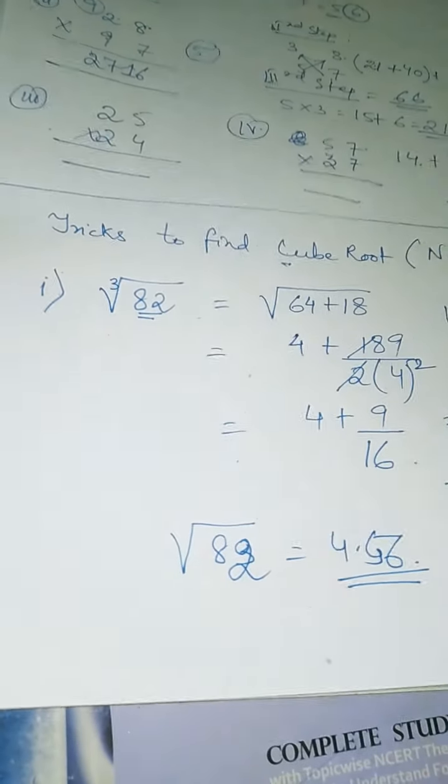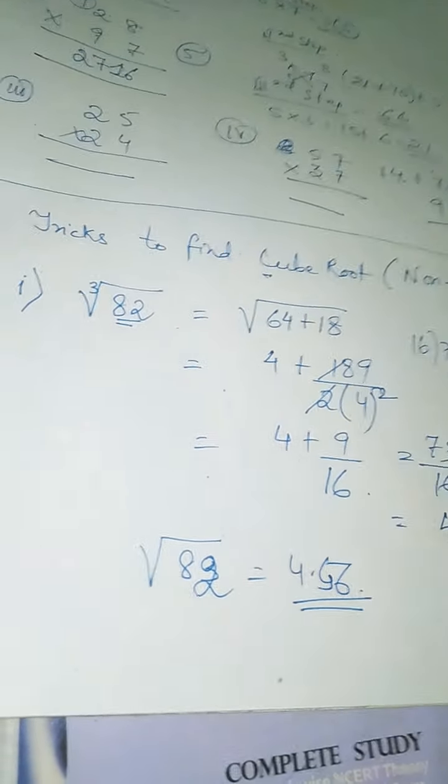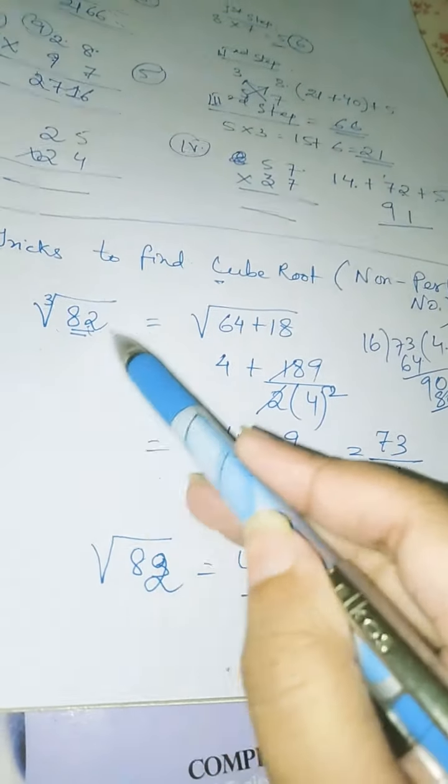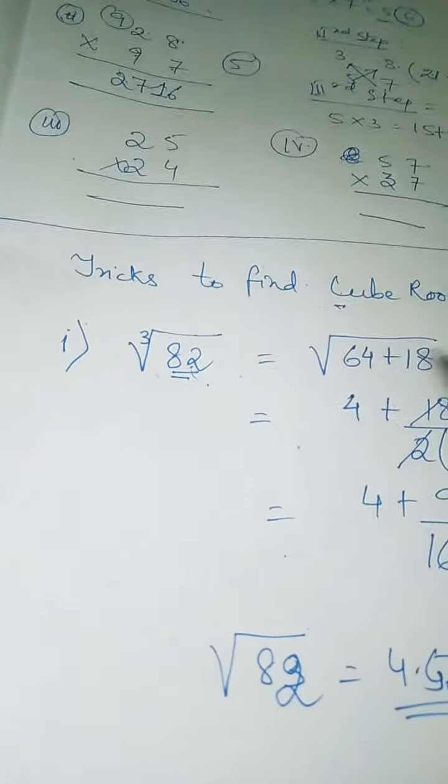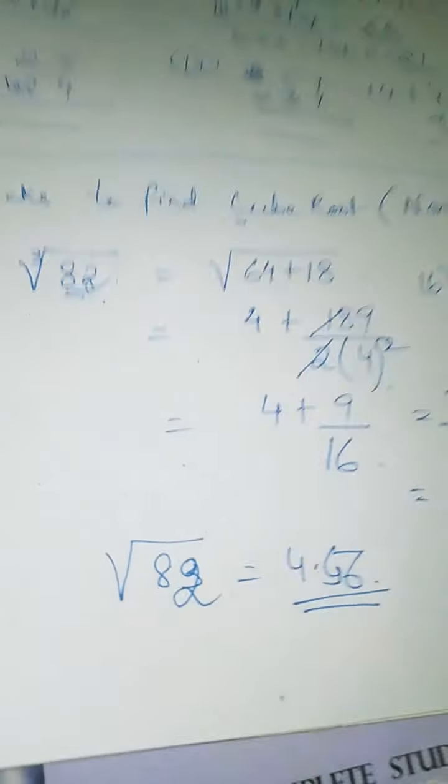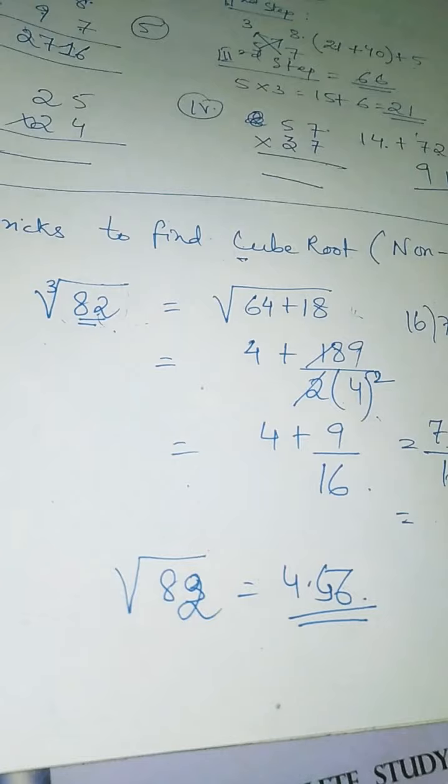So basically you can see that it's very easy to find the cube root of a non-perfect number. It can be any type of digit, 2 digit or 3 digit or single digit, but you have to be sure that you don't mix up the formulas for finding the cube root and the square root.